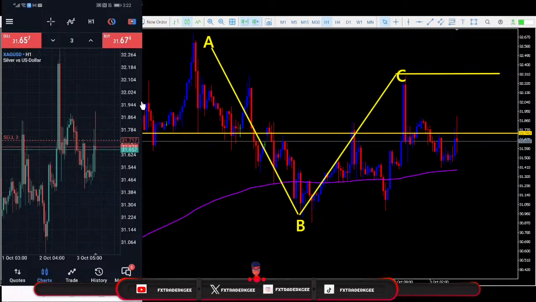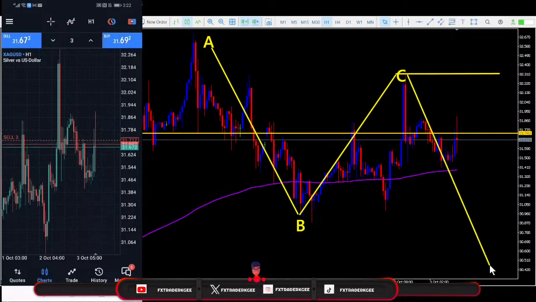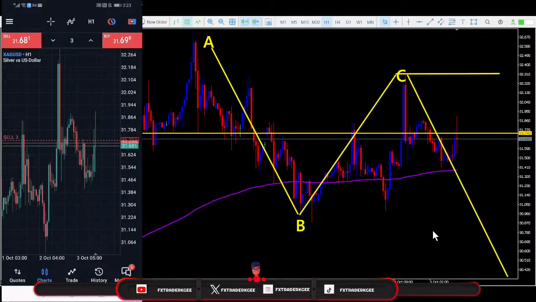We must have a D. I'm just giving you a tip of what you should be learning at FX Trader KG. So the D could be anywhere here. Once the D forms, that is where our take profit is going to come from. We must have a D.